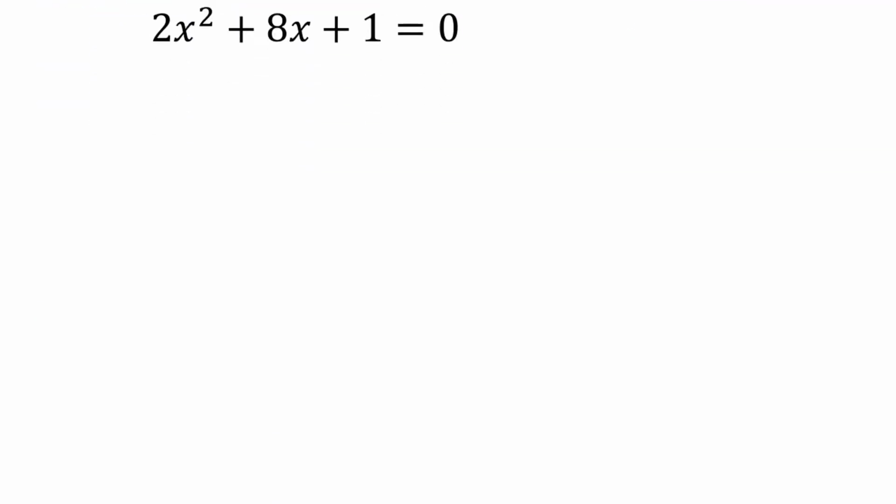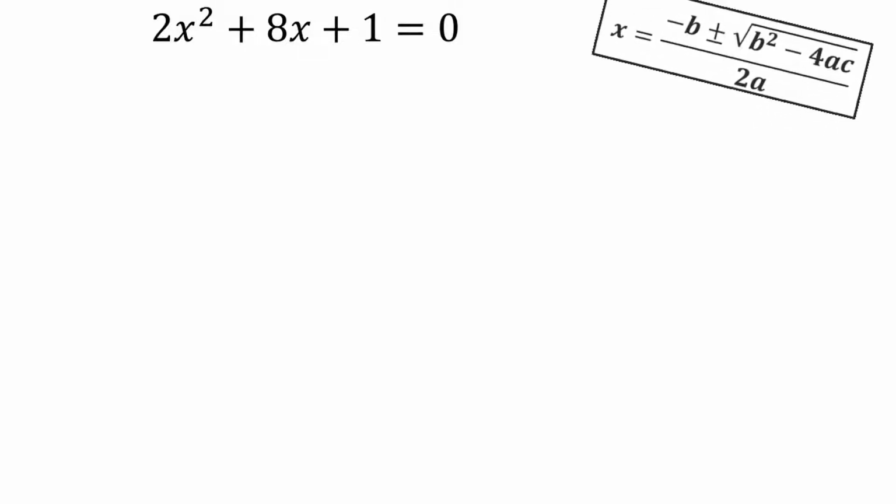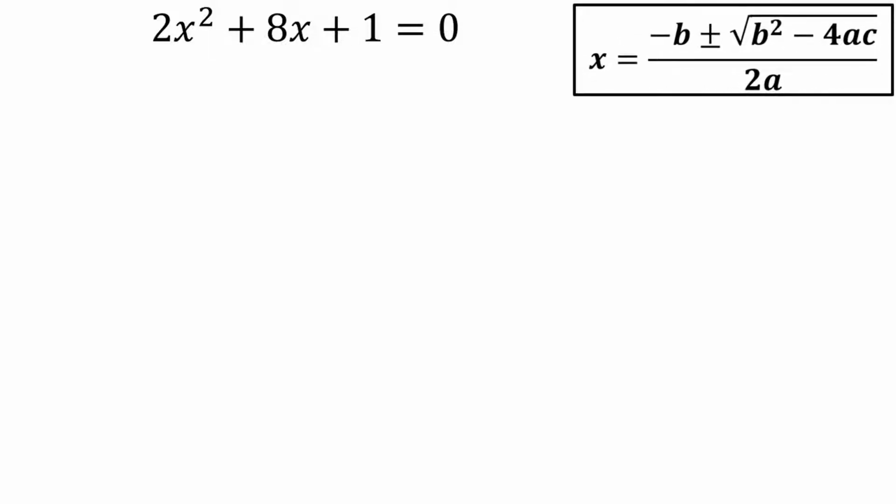Here's an example. We have 2x squared plus 8x plus 1. Generally you would try to factor this, which would involve trying to find two numbers that add to 8 and multiply to 2. But I'm telling you now, this does not factor, so we are stuck with the quadratic formula.